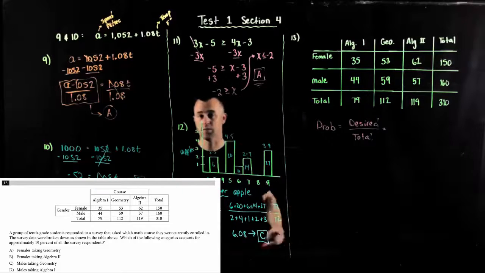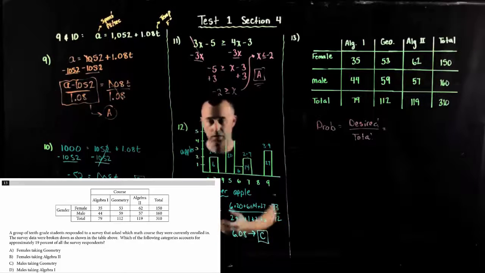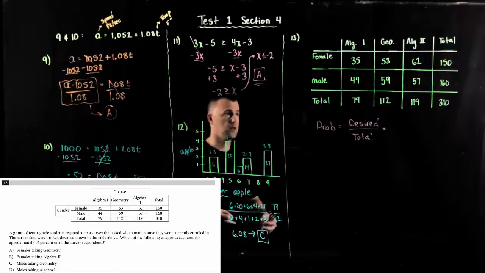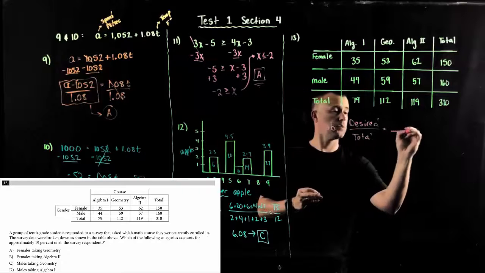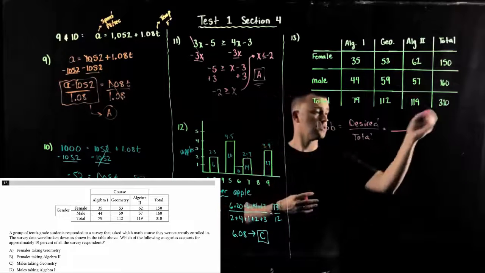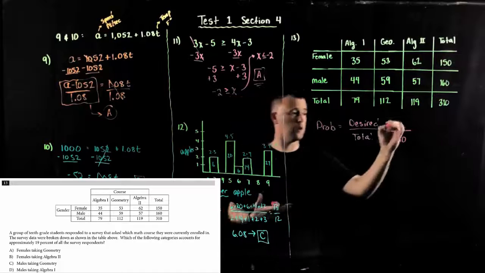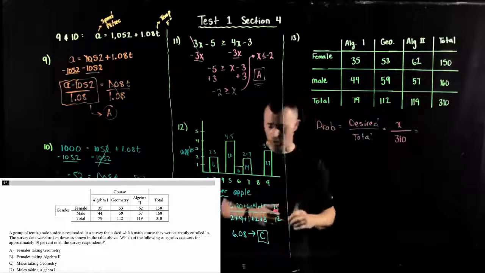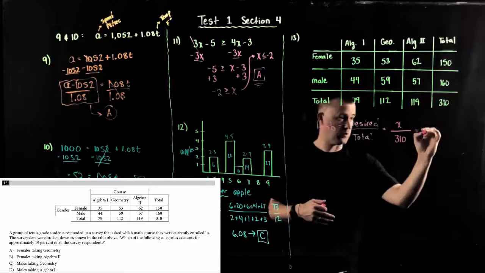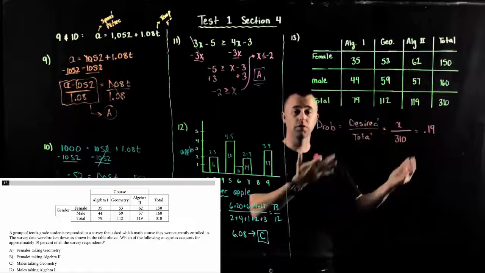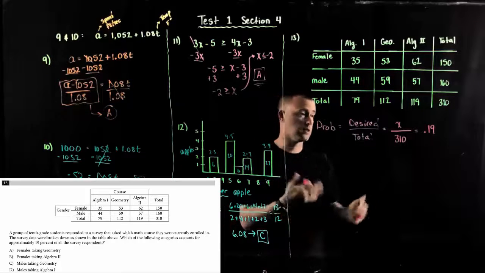So I like to just jump to the question to see if I have enough information to answer it right now, which in this case I will. It says, which of the following categories accounts for approximately 19% of all survey respondents? First off, our total possible outcomes is all survey respondents, so it's our 310. I want to know how many desired outcomes I need to give me a probability of approximately 19%. So this is the equation that I get right here. I'm just solving this for x, and that's going to be my answer.